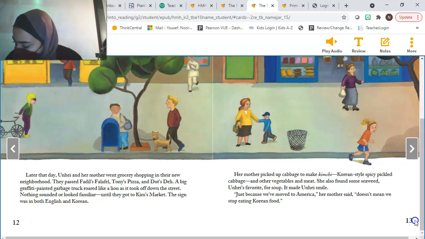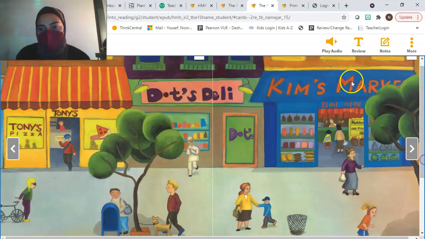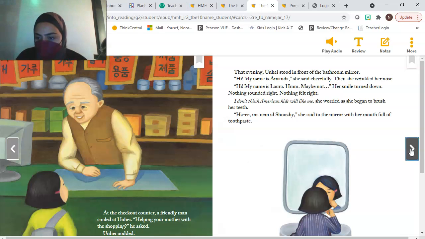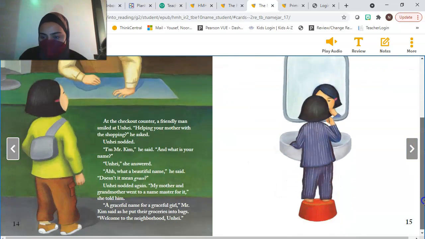On this page, why do you think the sign for Kim's Market is in both English and Korean? See? Very good. Just in case there's people from Korea that are there that don't know how to read English. It's a Korean store. See how right here it's written in Korean? Very cool. All right, let's go on. These are important parts that I needed to review.